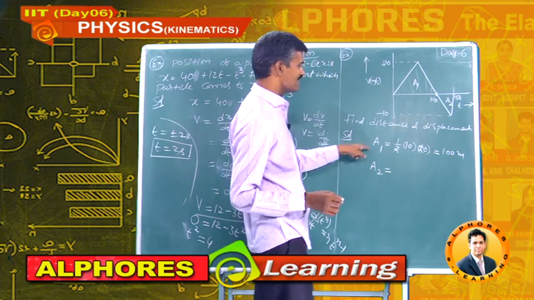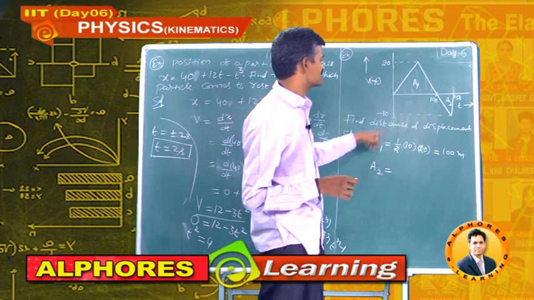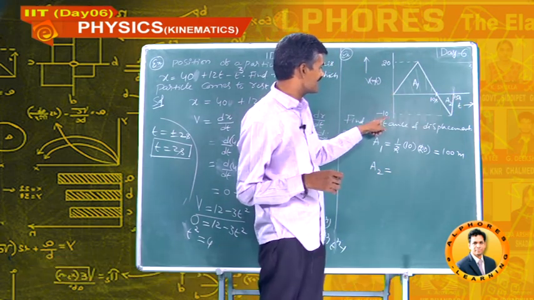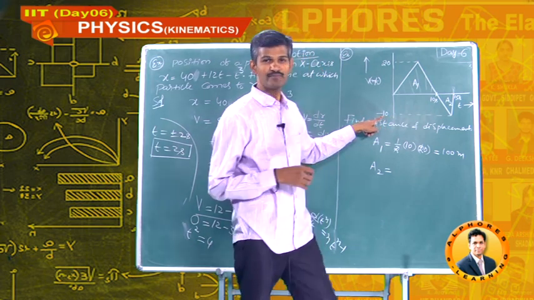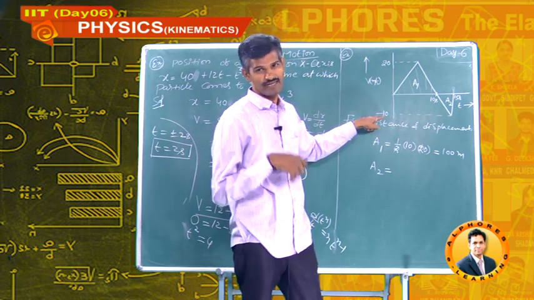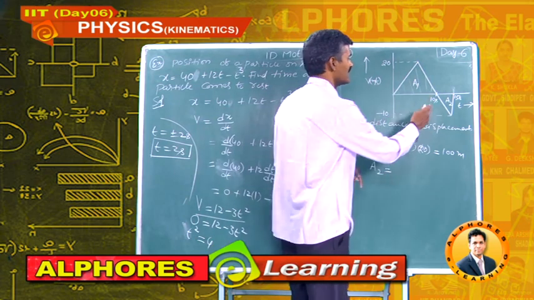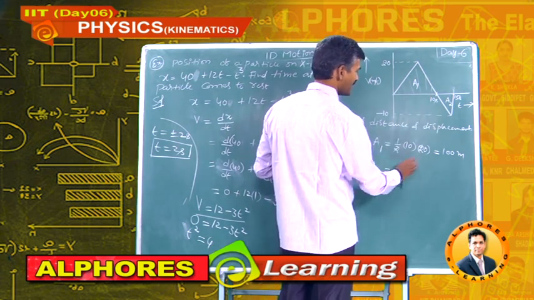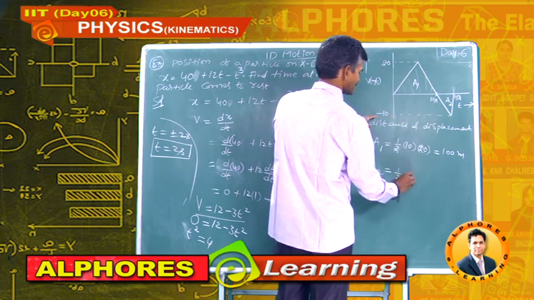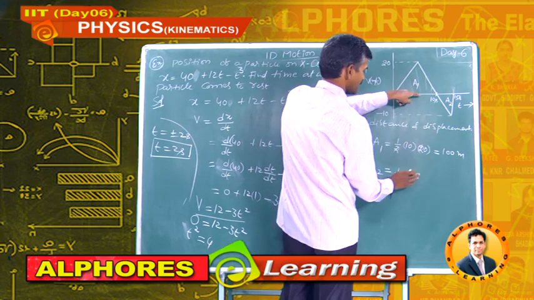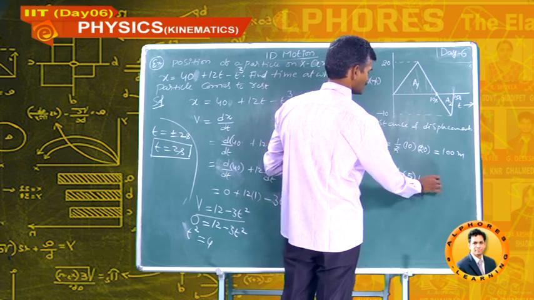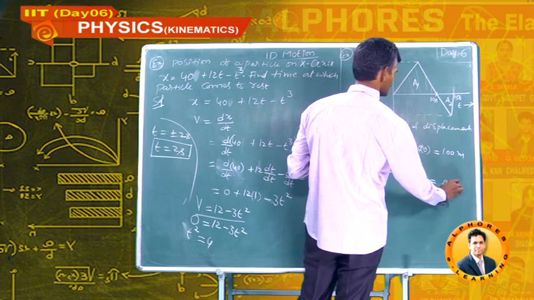And area A2, I am calling this area negative area. Why? Because the time axis is positive but the velocity axis is negative, this is minus 10 meter per second. So I am calling this area negative area. This area is given by half, it is also a triangle, half base is 10 and base is 5 and height is 10. So this is 25 meters.